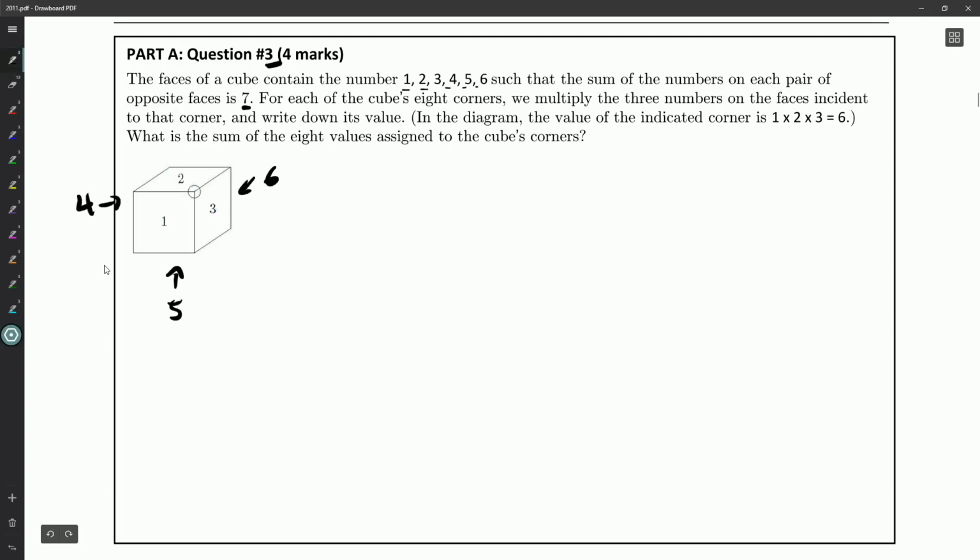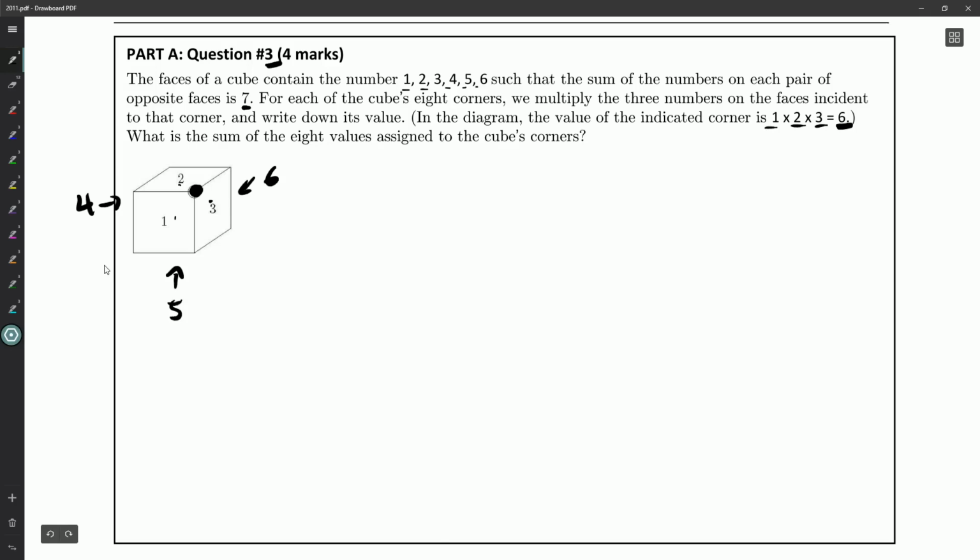For each of the cube's 8 corners, we multiply the 3 numbers on the faces incident to that corner, touching that corner, and write down the value. So in the diagram, we've got 1, 2, and 3, and they are all touching this corner. So that corner gets the number 1 times 2 times 3, or 6. What is the sum of the 8 values assigned to the cube's corners?